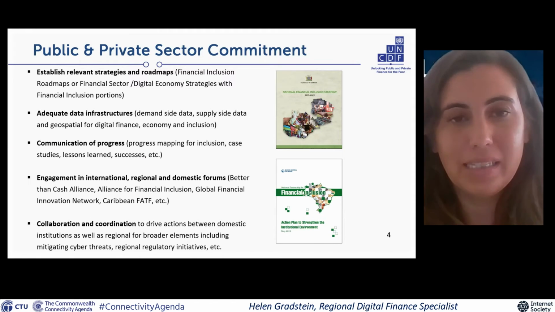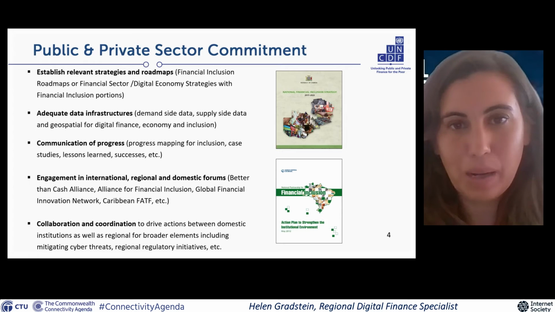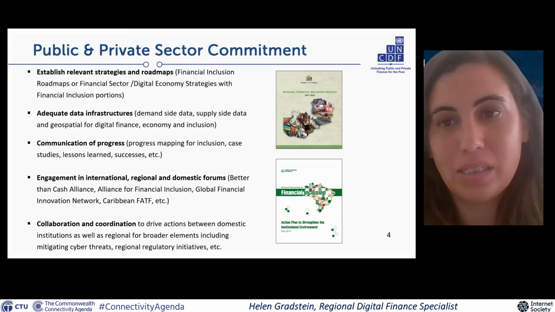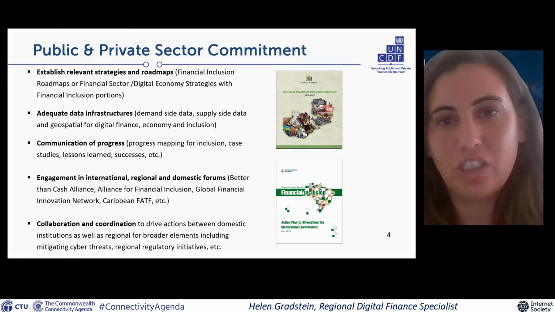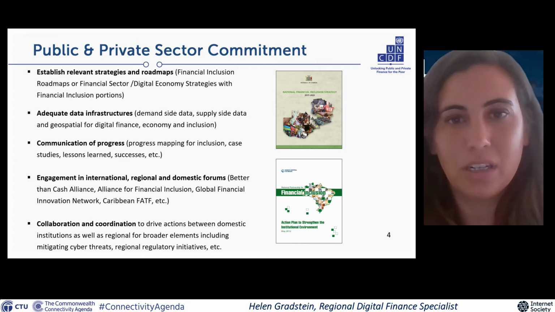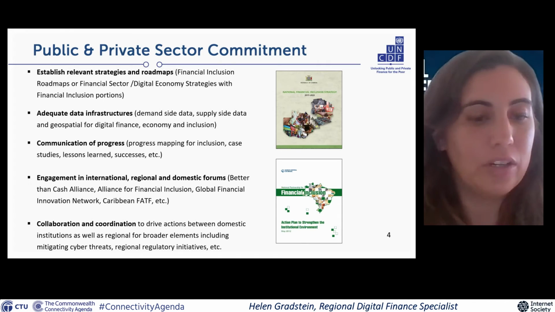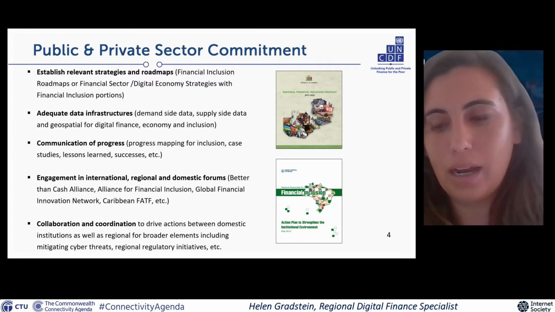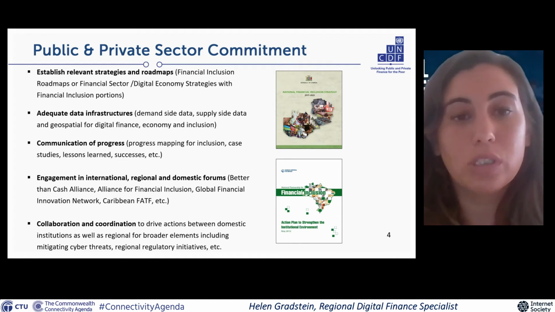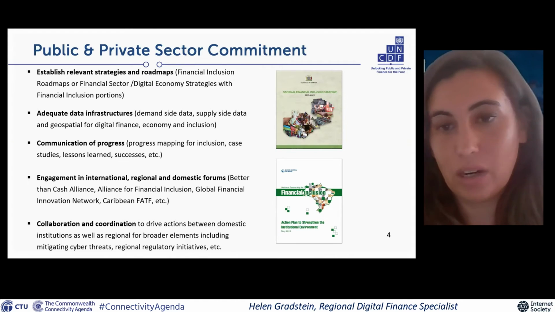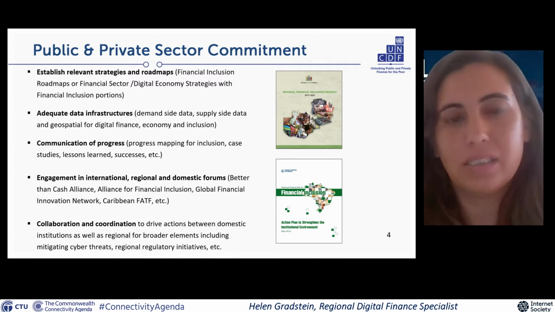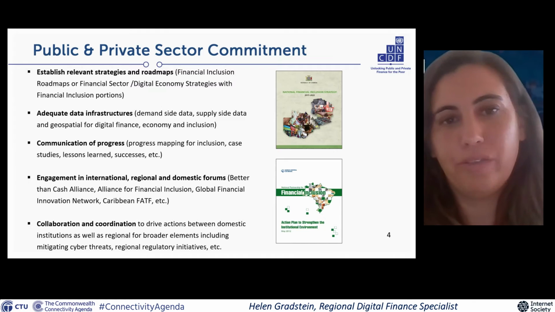In essence, one of the biggest foundations is public and private sector commitment. And what does this mean? Generally, there's a driving or a steering force behind creating this agenda that helps to put all these pieces together. And generally, this is an agency either housed within a central bank or within a Ministry of Finance, or multiple agencies as part of a committee that establish either financial inclusion strategies or digital finance roadmaps or digital economy strategies that all have the digital finance portions in place to help create and steer a way forward.